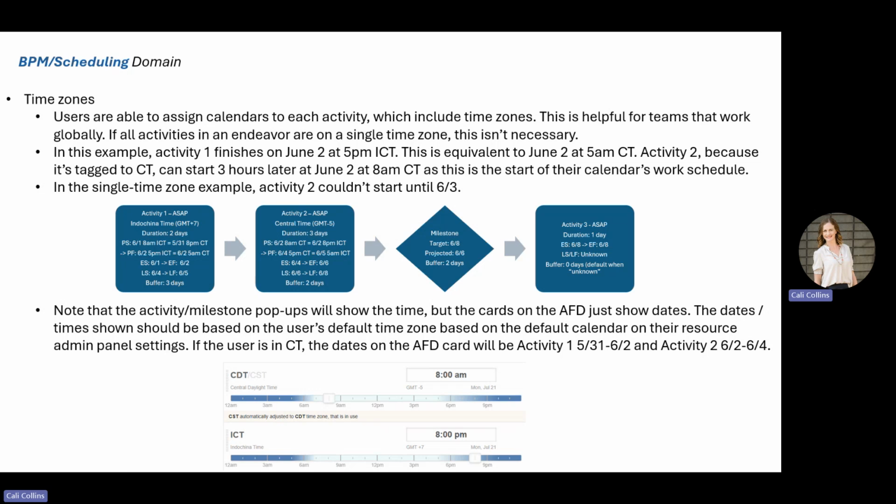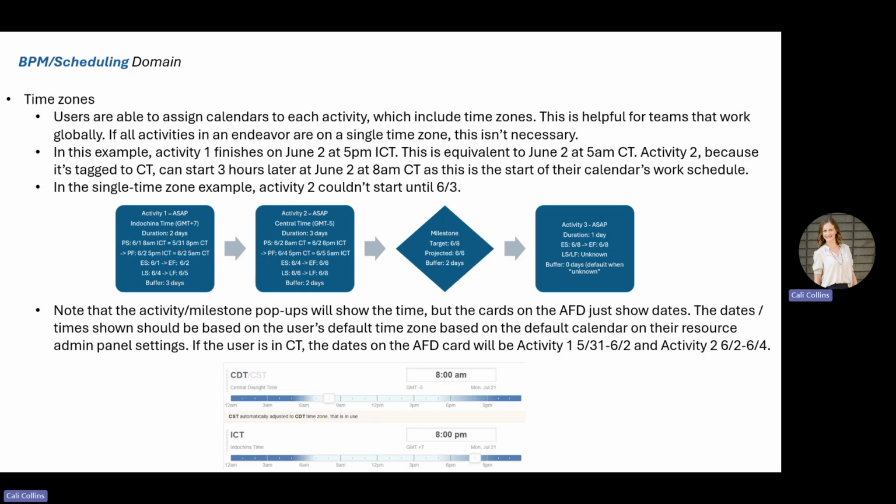And so you can see by tagging it this way, if you are working in multiple time zones, you can very much expedite the duration of when things are happening. So there's an example of that. Also note that the activity and milestone pop-ups show time. So if you look at the details of an activity or a milestone, you will see the time in there. But the card that's on the flow diagram just shows the dates.